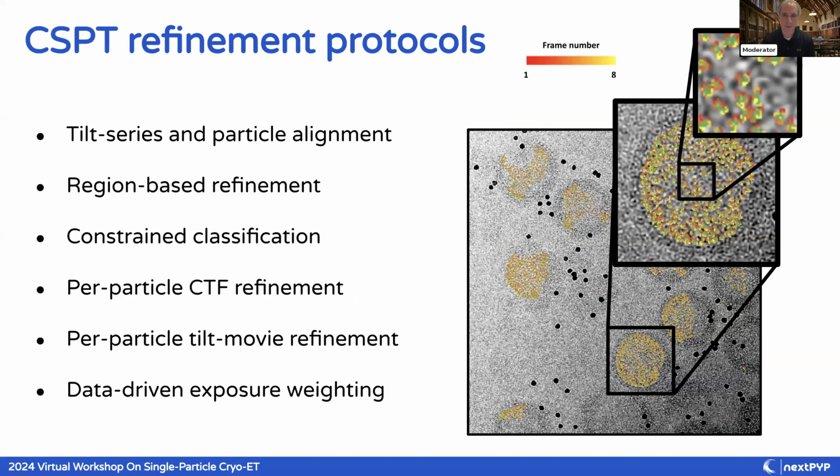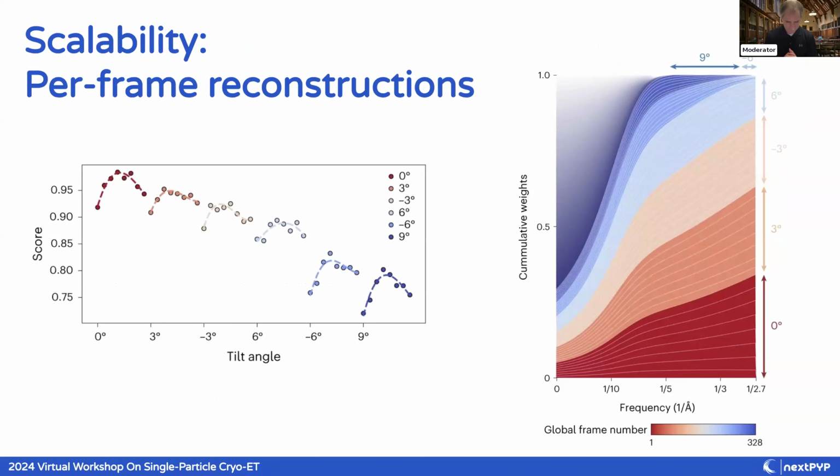Just to give you some examples, once that framework is in place, you can improve your tilt-series alignment. You can improve your particle alignment, and this is all based on the particle data itself. It's not based on fiducials or any other markers. It's based on the individual particles. We also recently incorporated region-based refinement, constrained classification, and per-particle CTF refinement. We're also able to refine individual frames of movies for individual particles, and we can do exposure weighting, which is also based on the data.